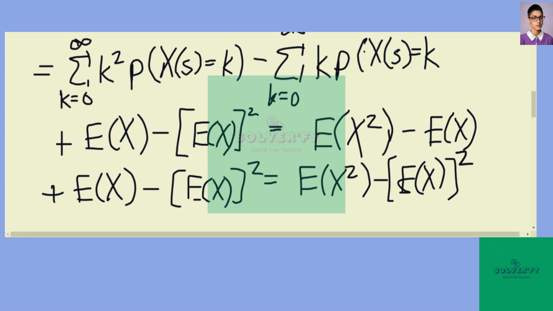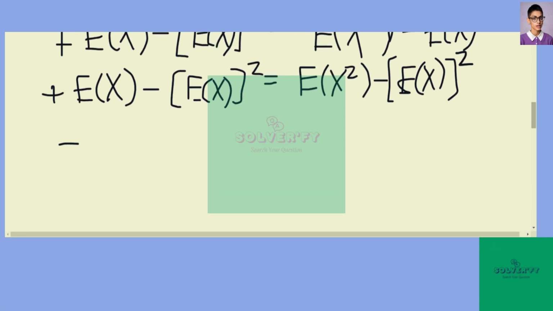We recognize that by a property of the variance, this is equal to the variance of X. And this is what we wanted to show.